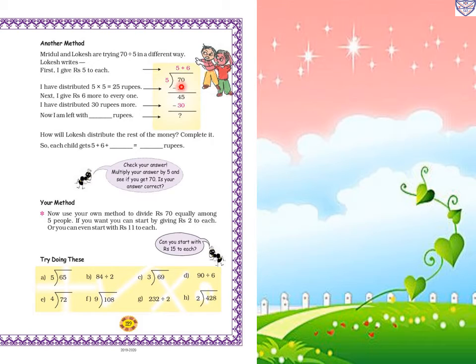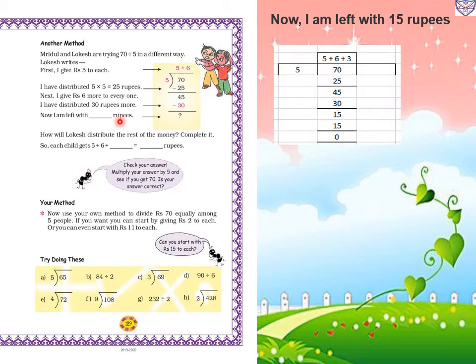Now he will subtract 70 minus 25. So how much is left? I have distributed 5 multiplied by 5, equal to 25 rupees. Next I give rupees 6 more to everyone. So I have distributed 30 rupees. 70 minus 25, that is 45 rupees left. Now he will give 6 rupees to each one. 5 sixes are 30. So now how many rupees are left? 45 minus 30, that is 15 rupees.